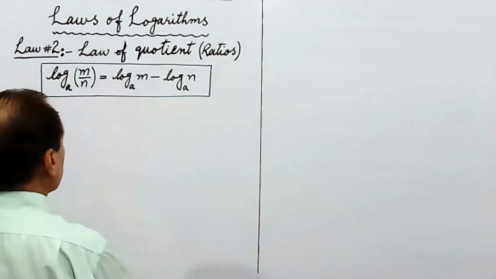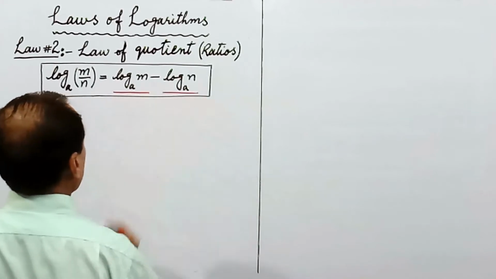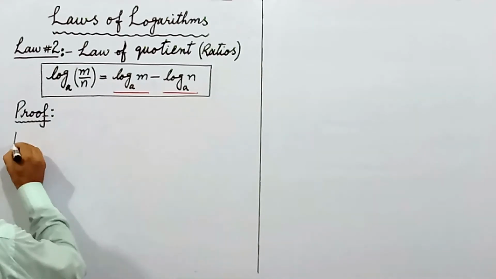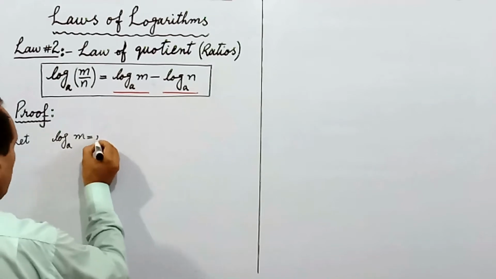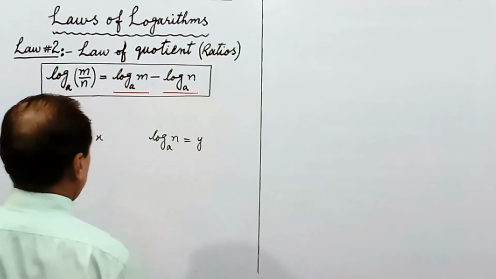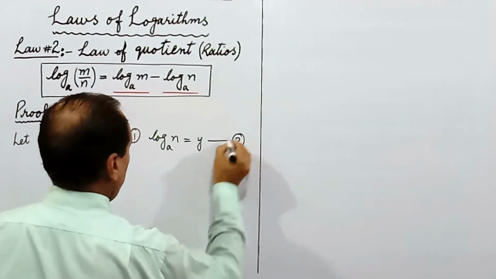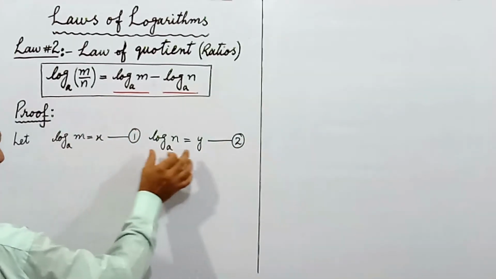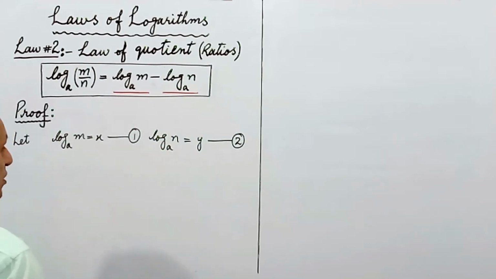So let's prove it. To start the proof, we let these two parts equal two different variables. We let log m to the base a equal x and log n to the base a equal y. We name this equation 1 and this one 2 for reference. As you observe, these are logarithmic forms, so we can transform them into exponential form according to the definition of log. So we write these equations in exponential form.